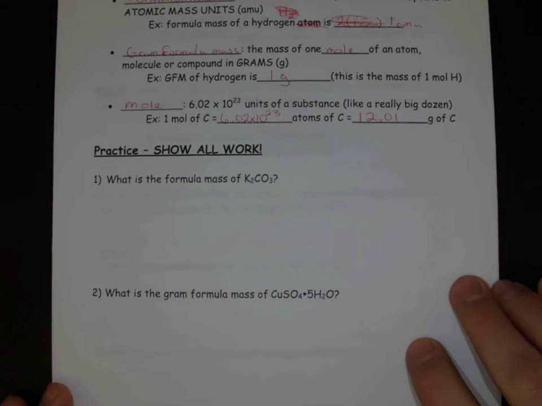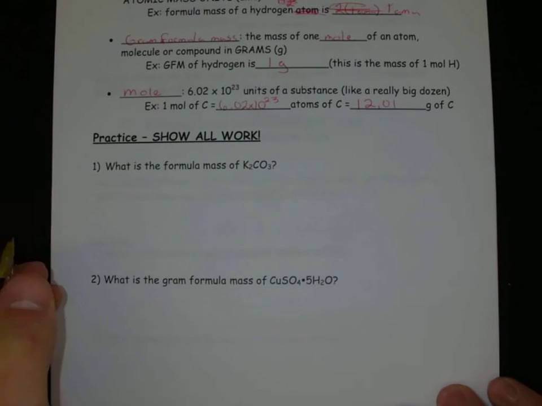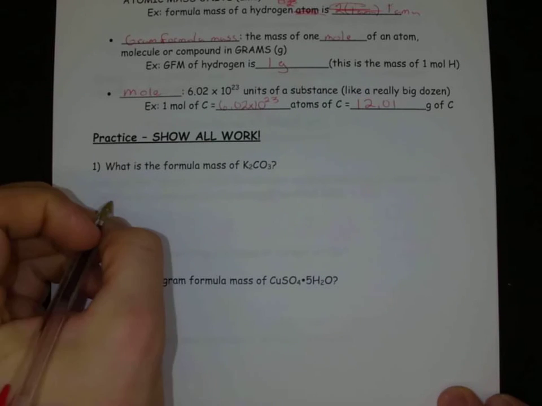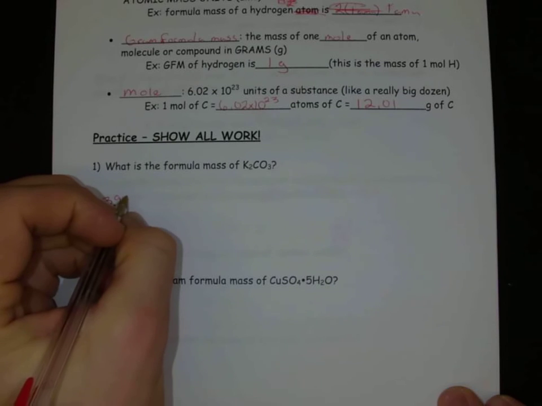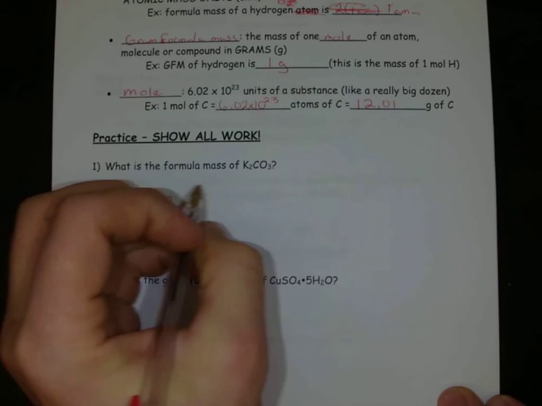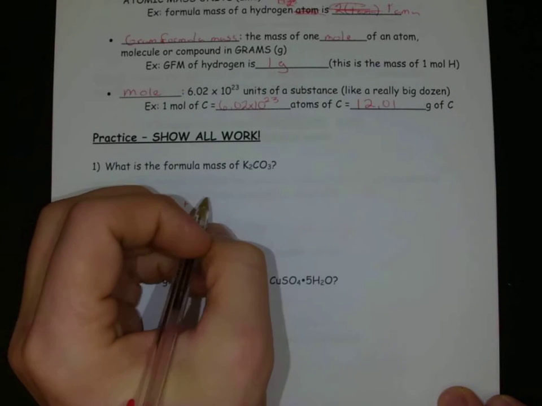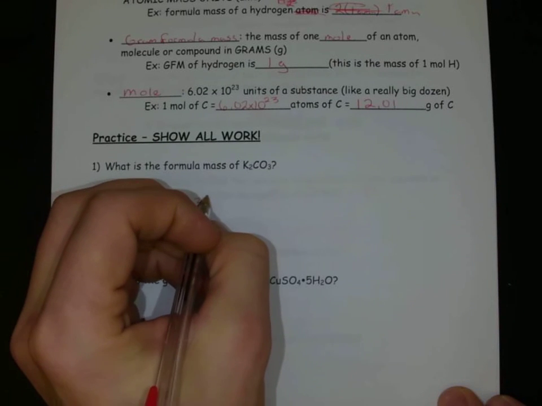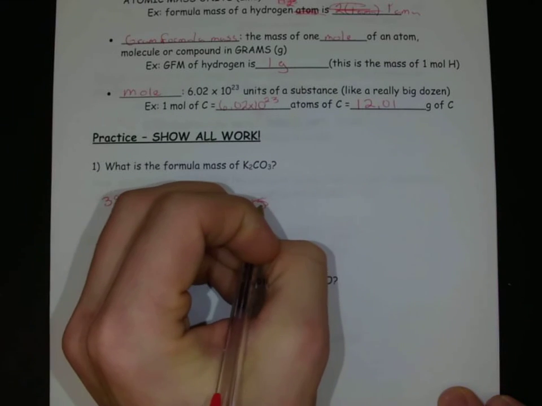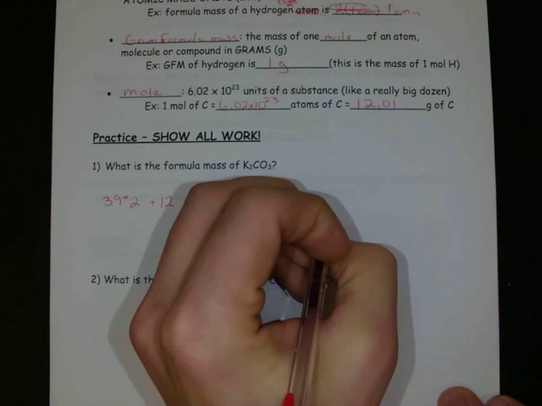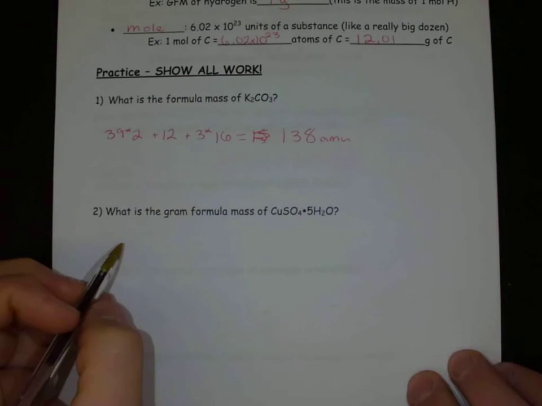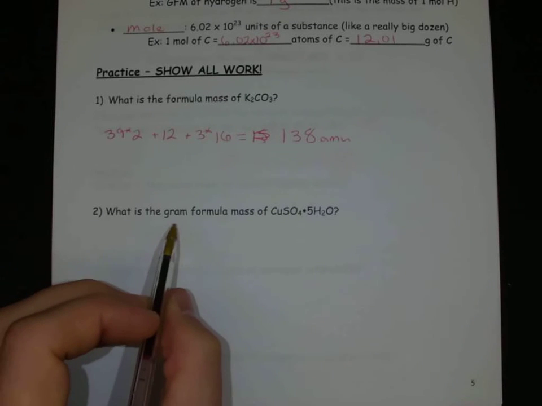So if we come down here, let's do some practice with this. Formula mass of K2CO3. Well, potassium is 39. We're going to multiply that by 2. We're going to add carbon, which is 12. We've only got 1 of those. And then we're going to add oxygen, so we're going to do 3 times 16. And when we do that, that would be 138 AMU, okay?